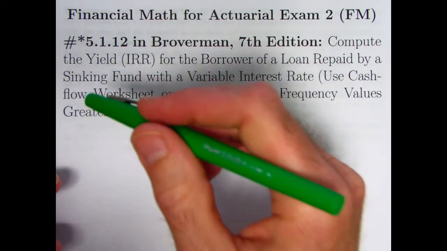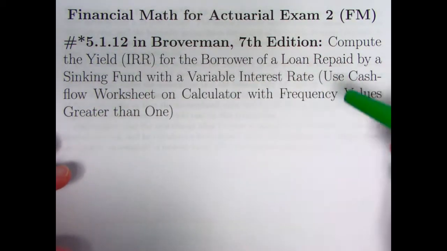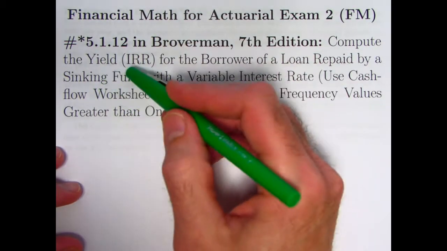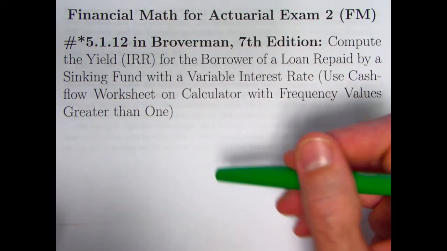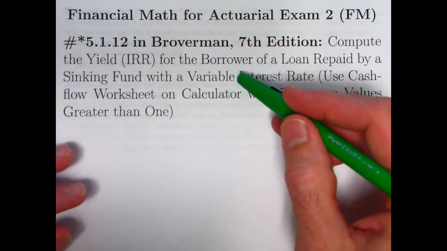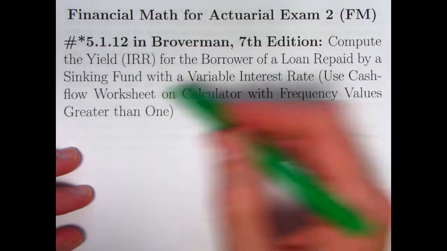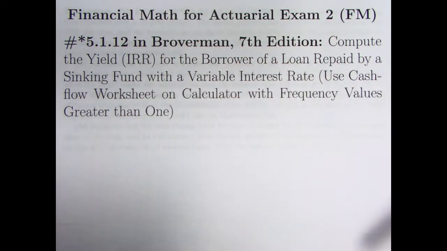In this video, we're going to look at a starred problem, 5.1.12. We will be computing the yield, or internal rate of return, in a new situation from the perspective of a borrower of a loan that's going to be repaid by a sinking fund with a variable interest rate.